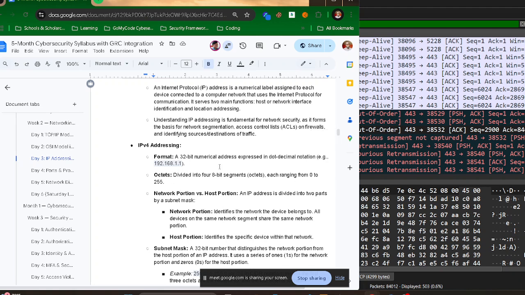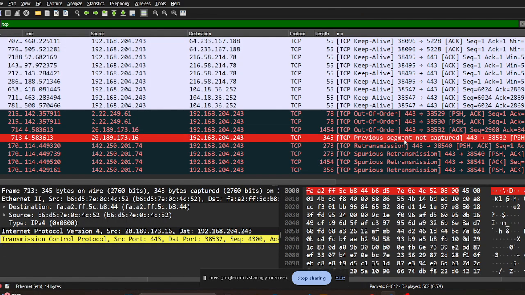So I mentioned that one of the functions of the IP address is to help us recognize the network part and then the host part, right? So the network portion and the host portion. The network portion identifies the network the device belongs to. All devices on the same network segment share the same network portion. So let's try and see.